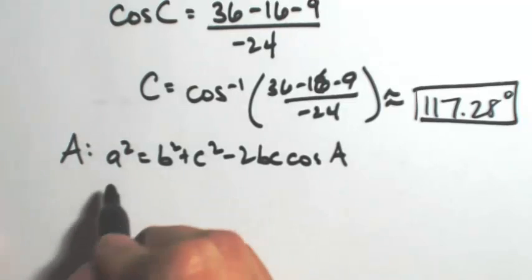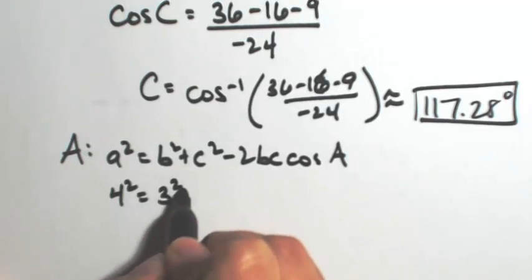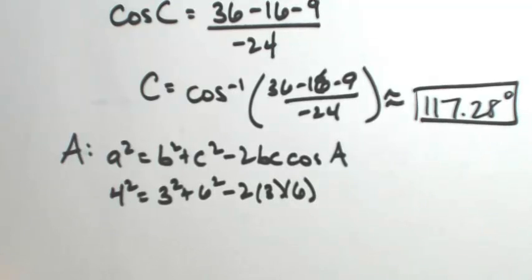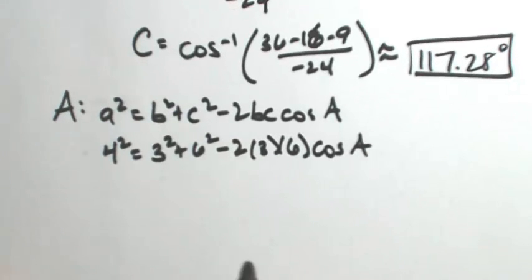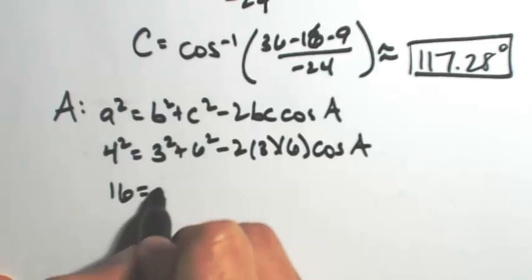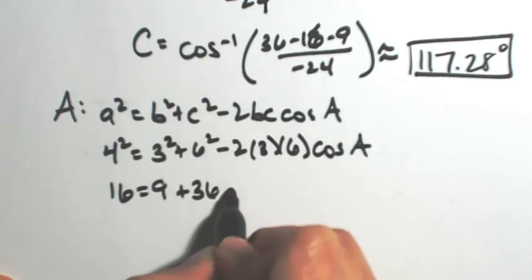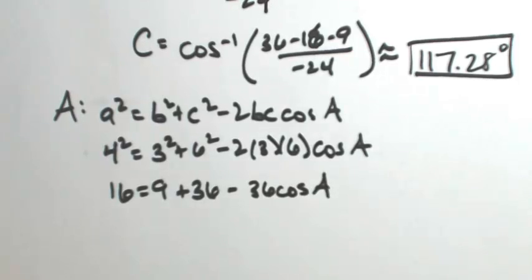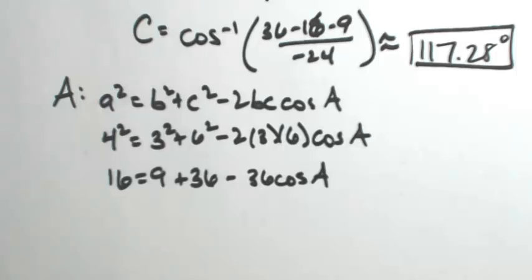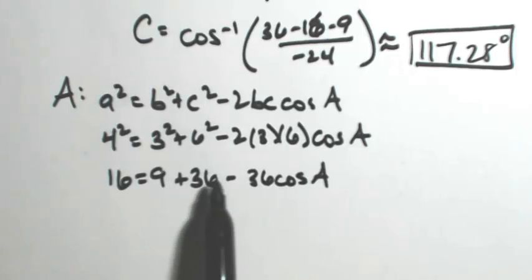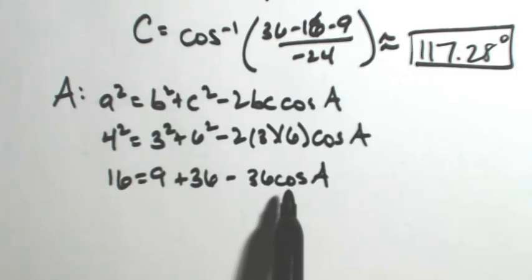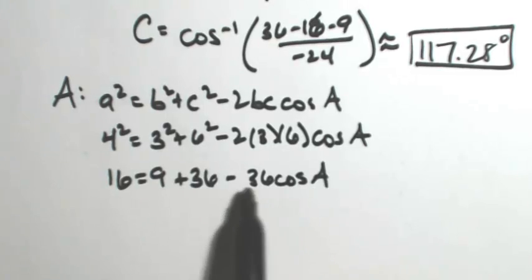Okay, so plugging in all the information, so 4 squared equals 3 squared plus 6 squared minus 2 times what you just squared, the 3 and the 6, times the cosine of angle A. So 16 equals 9 plus 36 minus 36 cosine of A. Okay, don't get caught up in the trap that I can subtract this 36 minus this other 36, because it's not the same thing. This is the 36 cosine of A. So these are not going to cancel.